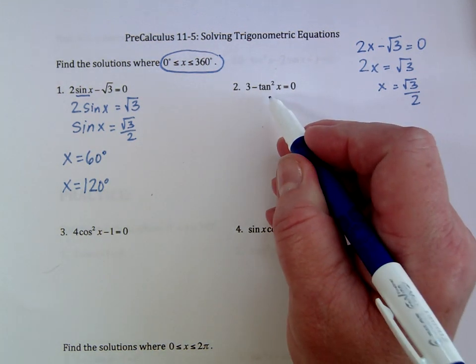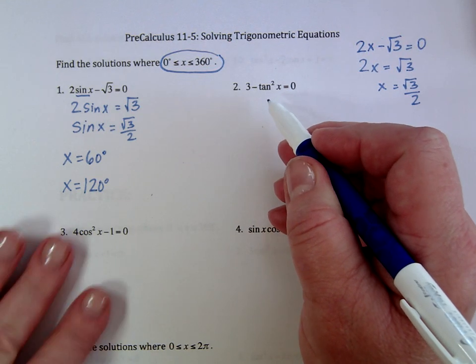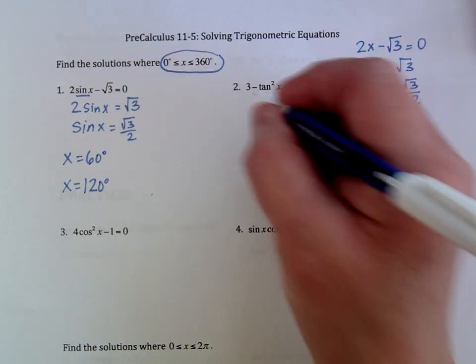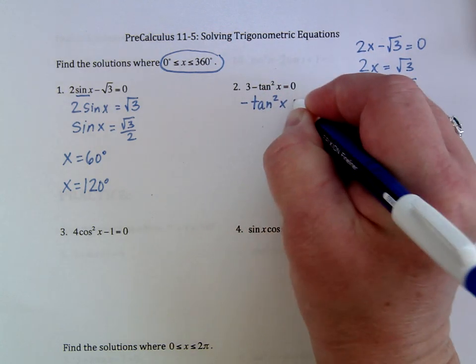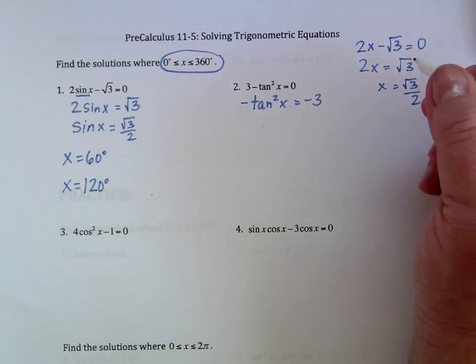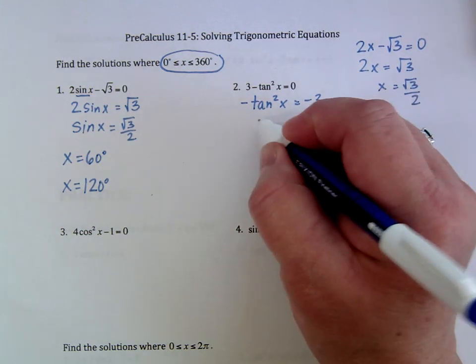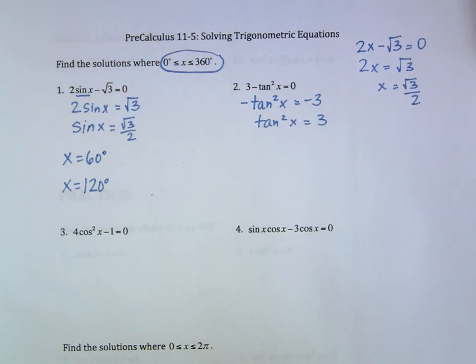I want to get the tangent by itself. I've got to get the trig function by itself. If I do that, well, let's see, I'm going to move the 3 to the other side. Negative tangent squared x equals, when it comes over, now it's a negative 3. Multiply both sides by a negative 1. Tangent squared x equals a positive 3.